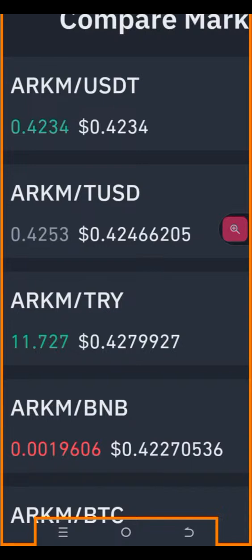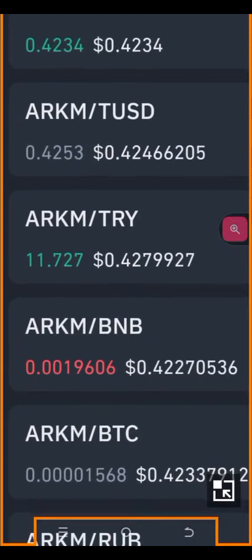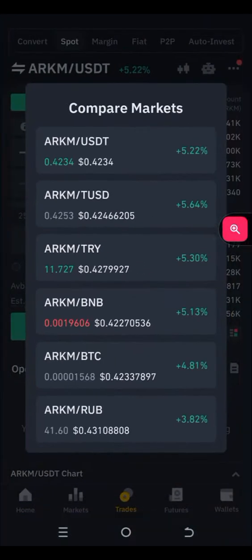Can you see that? Yeah, the first two numbers are the same. So you can see here ARKM/TRY is 4279, and that's how it goes. So that's how you spot the differences, right? But the truth of the matter is that when you're trying to trade, you have to consider the price of the coin. Very important. Now, look at this one that is 42 cents.